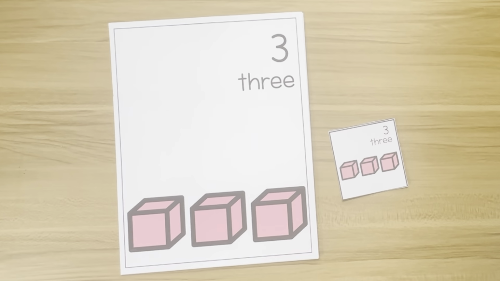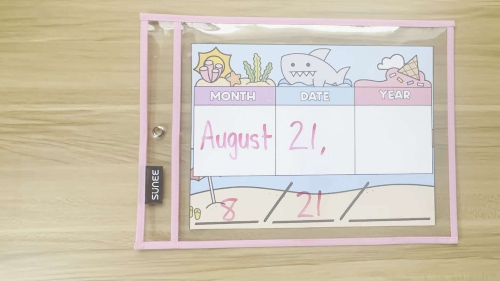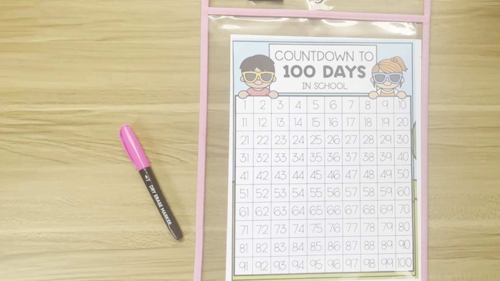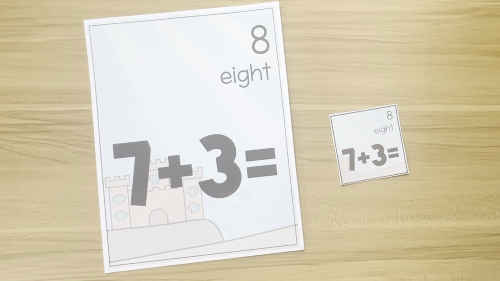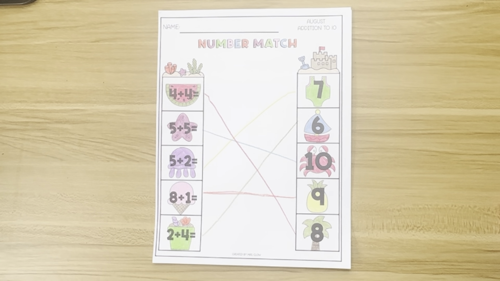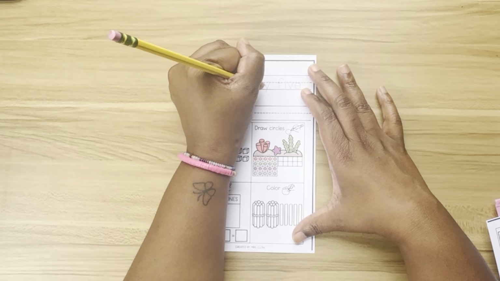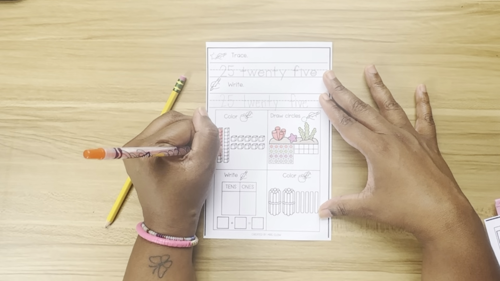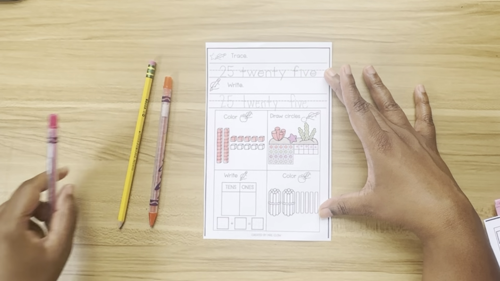The August resource includes themed Number Sense calendar cards with matching display cards, a Today Is chart, days in school, place value charts, 120 days in school chart, addition within 10 calendar cards with matching display cards, student activity booklet, matching worksheets, color by code activities, addition within 10 bingo cards and calling cards.